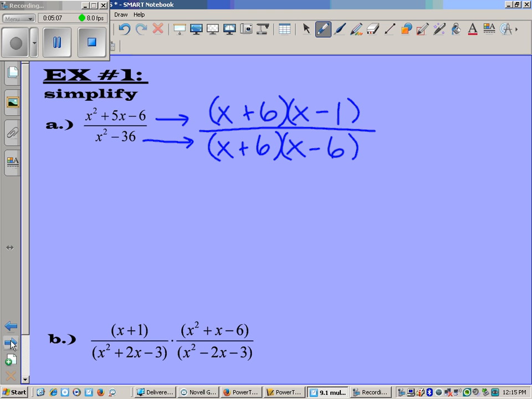Isn't there an x plus 6 on the top? This group can reduce off with the x plus 6 on the bottom because they're exactly the same. No other groups match, so then what do I have left on the top? Looks like here I have an x minus 1. On the bottom I have an x minus 6. I cannot reduce it anymore because they're connected with a plus or minus sign, so that would be my final answer. Okay, let's look at B.